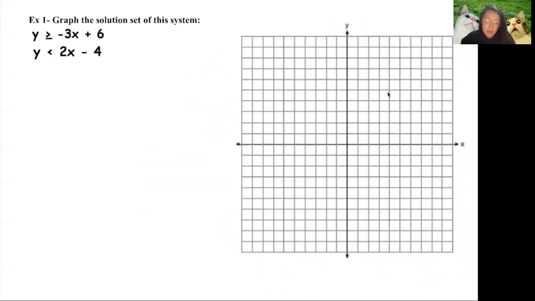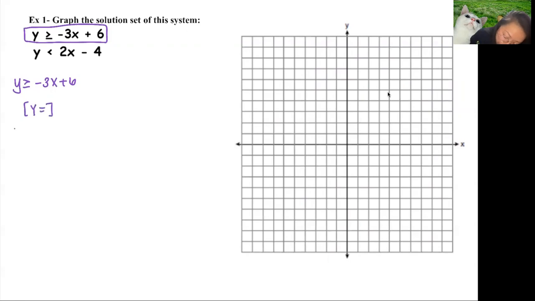So on this first example, they give us two inequalities and we have to graph the solution set. So our first one I'm going to graph is y is greater than or equal to negative 3x plus 6. What we're just going to do is we're going to go to our calculator and we're going to press y equals in our calculator and we're going to enter this as if it were an equation. Y equals negative 3x plus 6. Okay, so you enter that into your calculator and then you go ahead and hit second graph to get your table of values.